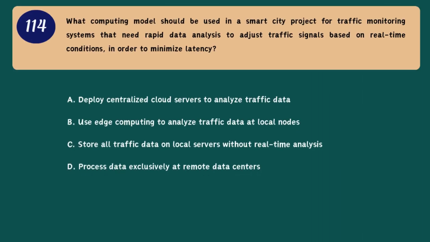Question 114. What computing model should be used in a smart city project for traffic monitoring systems that need rapid data analysis to adjust traffic signals based on real-time conditions in order to minimize latency? A. Deploy centralized cloud servers to analyze traffic data. B. Use edge computing to analyze traffic data at local nodes. C. Store all traffic data on local servers without real-time analysis. D. Process data exclusively at remote data centers.